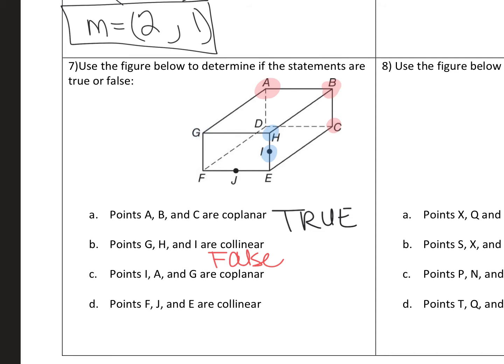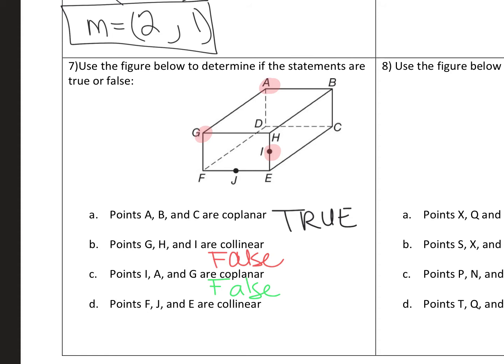Now let's look for I, A, G. Where are I, A, G? Are I, A, and G coplanar? Is there a flat surface that goes through all three at the same time? There is not.